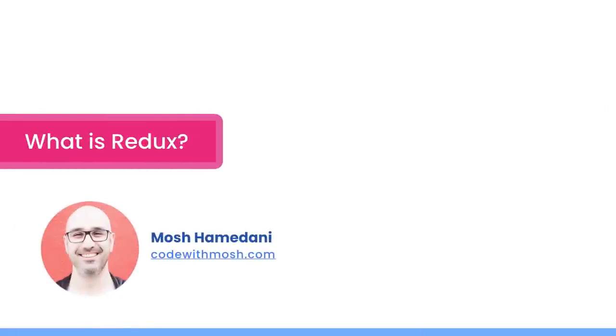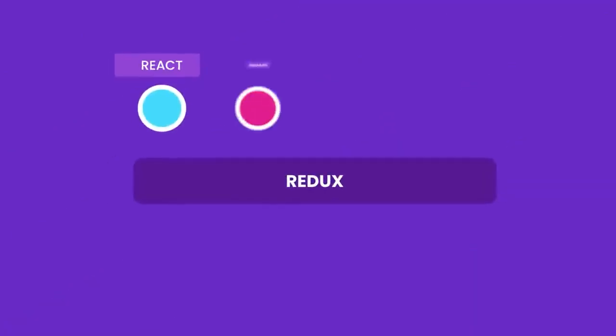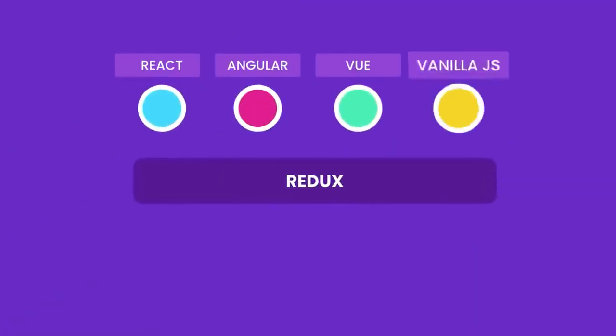So what is Redux all about? Well, Redux is a state management library for JavaScript applications. We can use it with React, Angular, Vue, or even vanilla JavaScript because Redux is just a state management library. It doesn't care what library we use to build user interfaces.